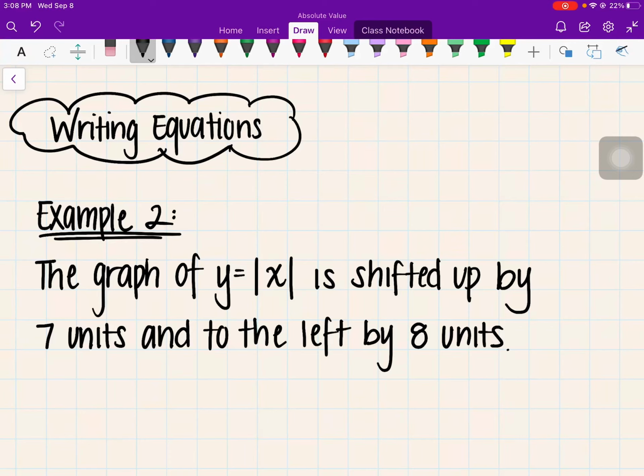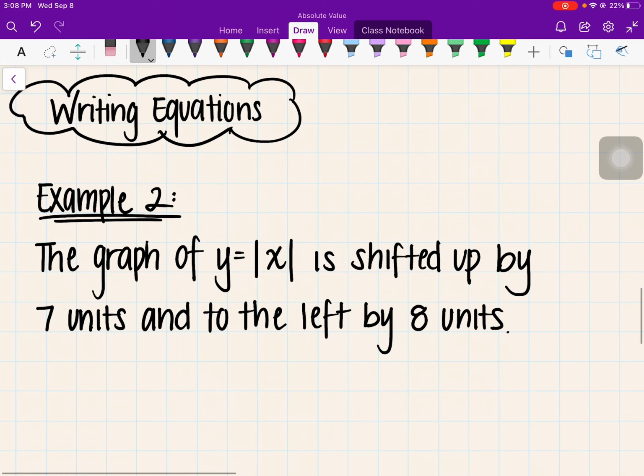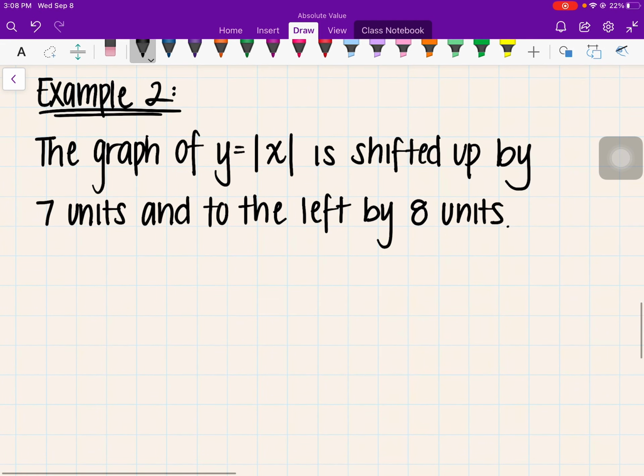All right, you guys, let's go ahead and get started here in example 2. This is actually continuing lesson 1.1, shifting absolute value function graphs in this case. And we want to write the following equation. We have the graph of y equals absolute value of x shifted up by 7 units and to the left by 8 units. So our goal in this case is to create an equation using what we're given.